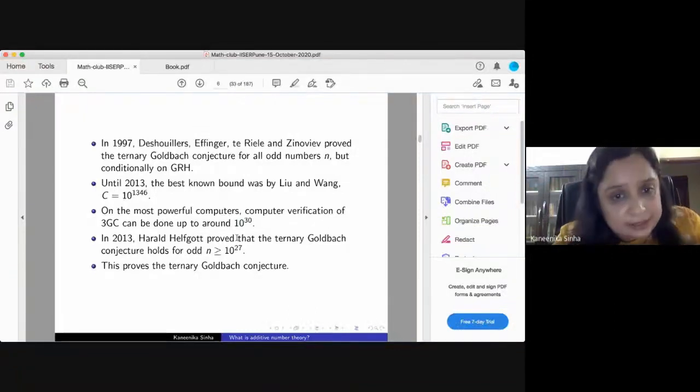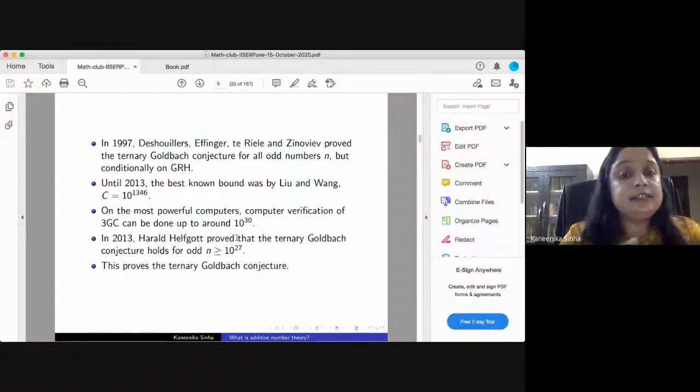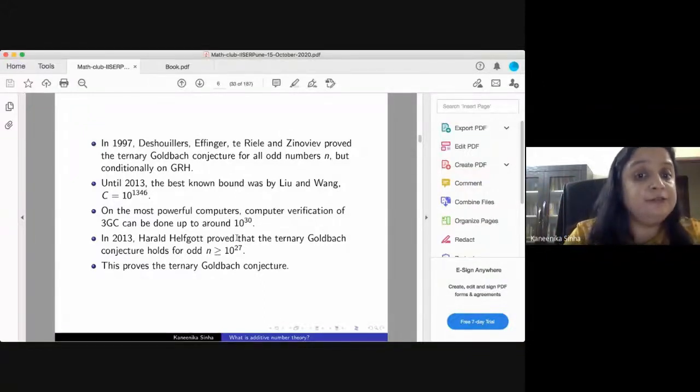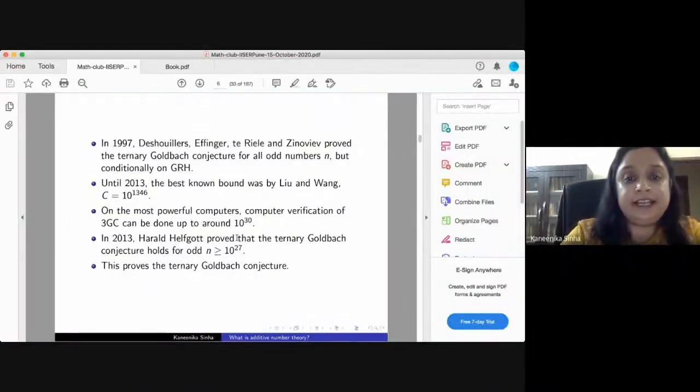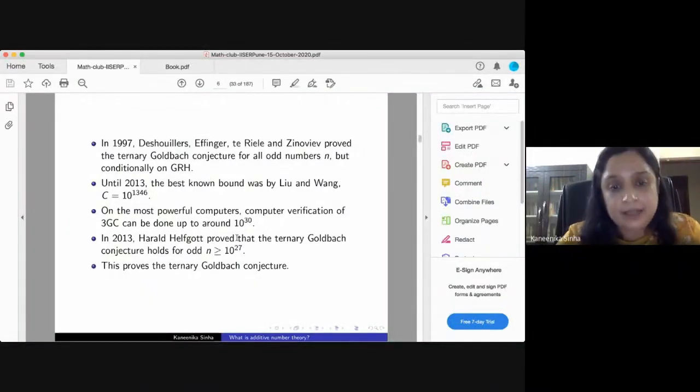So one way to understand Harold Helfgott's result is that he made Vinogradov's result effective. Vinogradov told you that for sufficiently large odd n, the ternary Goldbach conjecture is true. And Harold Helfgott gave an effective value for that sufficiently large, which was small enough for us to combine it with computer verification and completely take care of the ternary Goldbach conjecture.